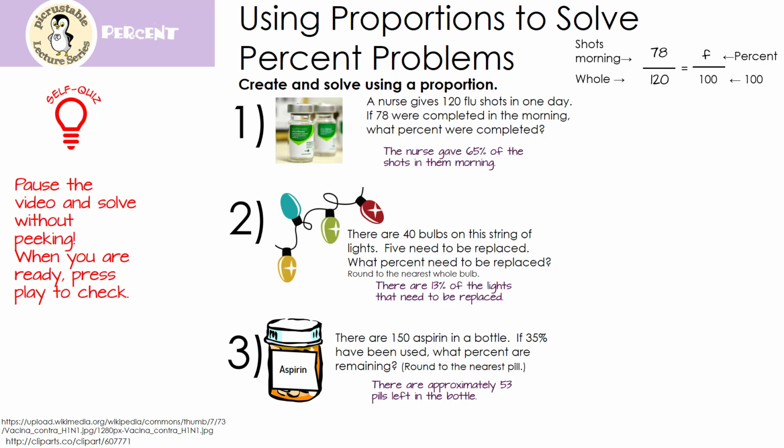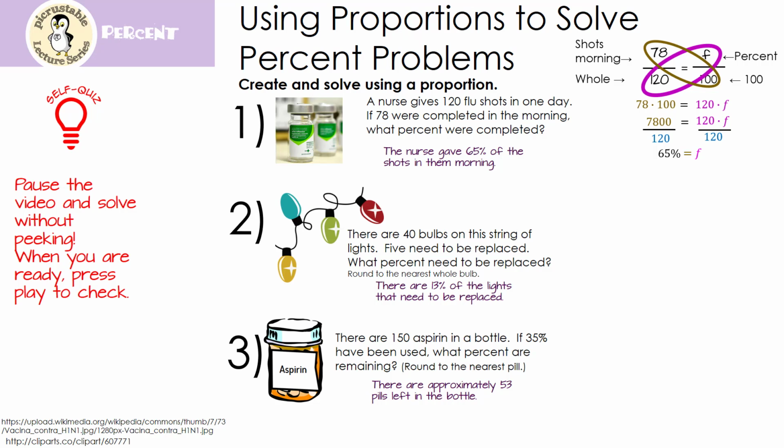So we're going to put F for flu shots. Cross multiply. We need to get F by itself. So hopefully you divided by 120 on both sides. It turns out that F is 65. That means 65%. Number 2 says there are 40 bulbs on this string of lights. 5 needed to be replaced.